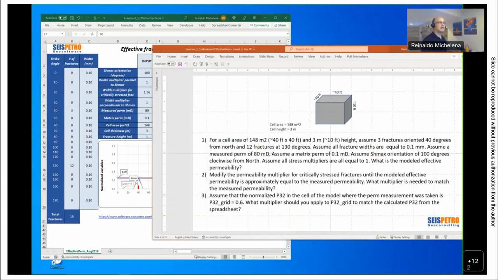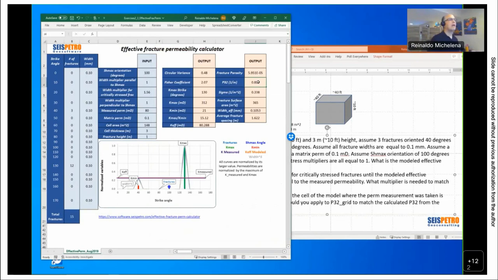Number 3 is that we assume we build this P32, and we're going to assume that the normalized P32 in the well is 0.6 in the model. We assume that it's 0.6. But then what we see here is that the P32 is 0.822. So it's not what we are measuring for that cell. So we need to do something.